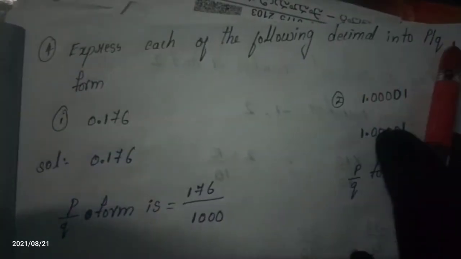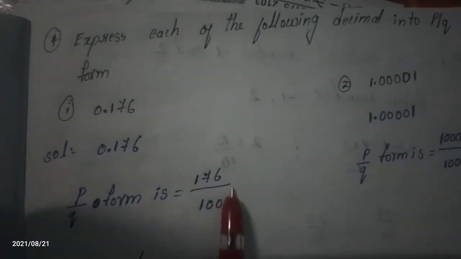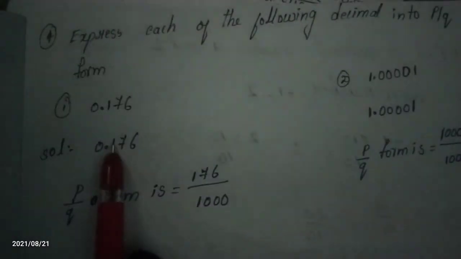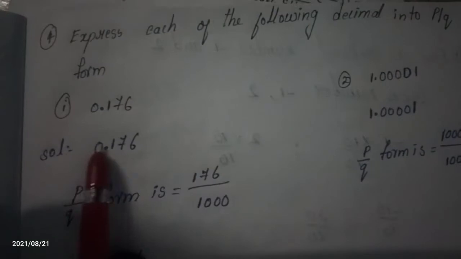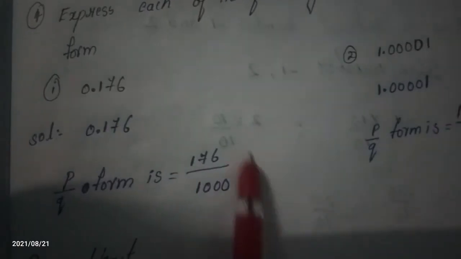Here is the fourth answer. These two are decimals, and we have to convert them to p by q form. Just write the whole number without the decimal. How many numbers are after the decimal? 1, 2, 3. That means we divide by 1 followed by three zeros. This is the p by q form.